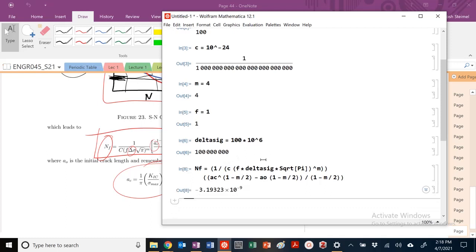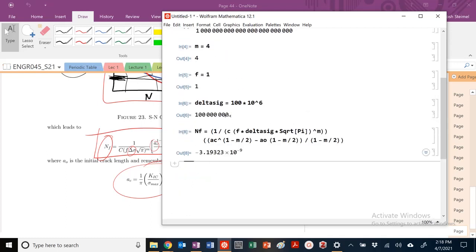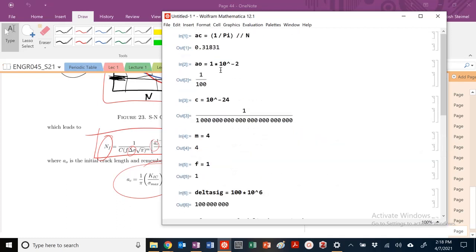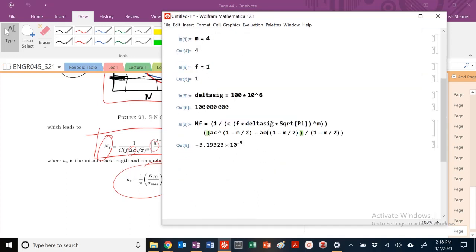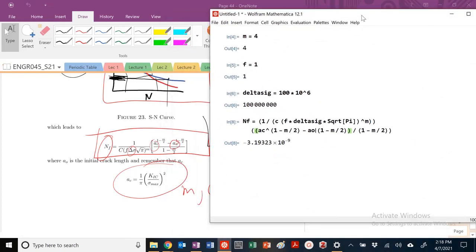There's a negative value here, because what was my a sub naught? A sub naught is equal to 1 times 10 to the minus 2. So let's make sure that's fine. And a sub c, let's double check here. What is m over 2? I think I've got a little bit of an issue here. In our code we'll figure this out, but don't worry.